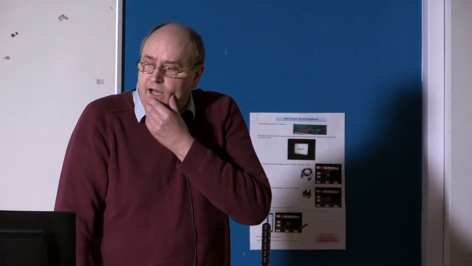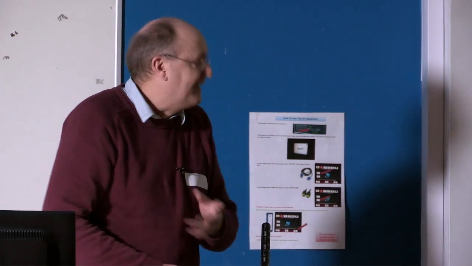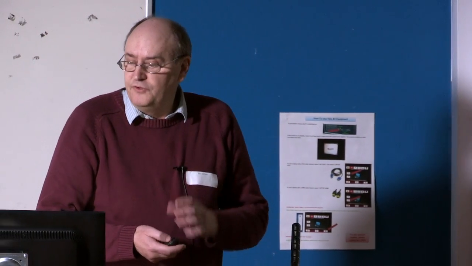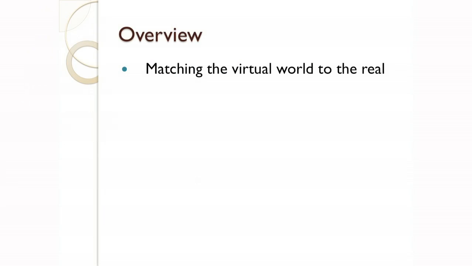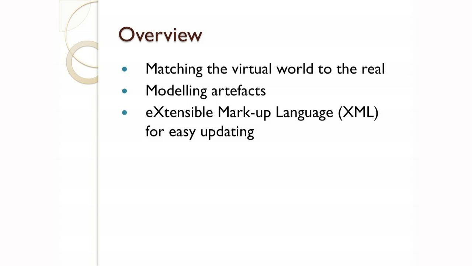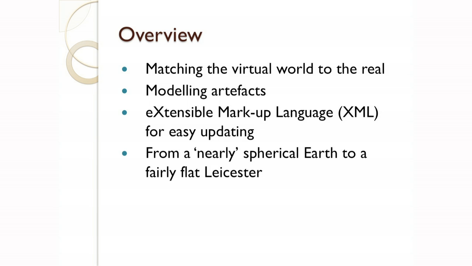So you could see them in the place that they were, or in the case of artifacts, where they were found. So, an overview of what I hope I can cover in the time: I'd like to talk to you about some of the problems of matching the virtual world to the real world, about the modelling of the artifacts, and also about the use of XML, extensible markup language, for easy updating of this. The Earth is almost spherical, a slightly squashed sphere, while for the intents and purposes of this, Leicester is pretty flat, so we need different coordinate systems here. And then I'd like to talk to you about some of the app features.